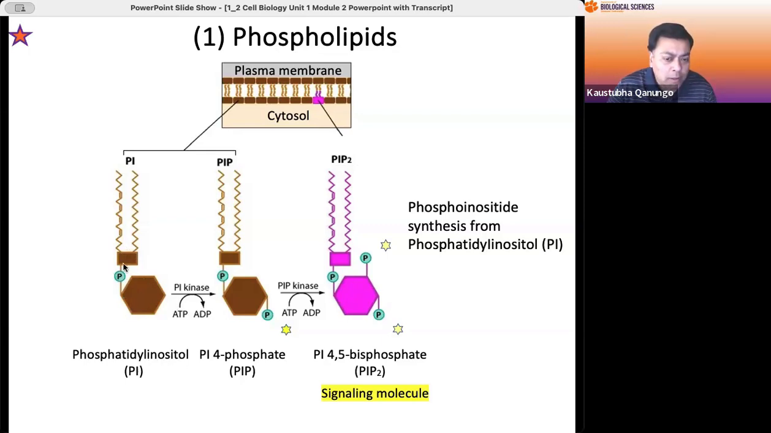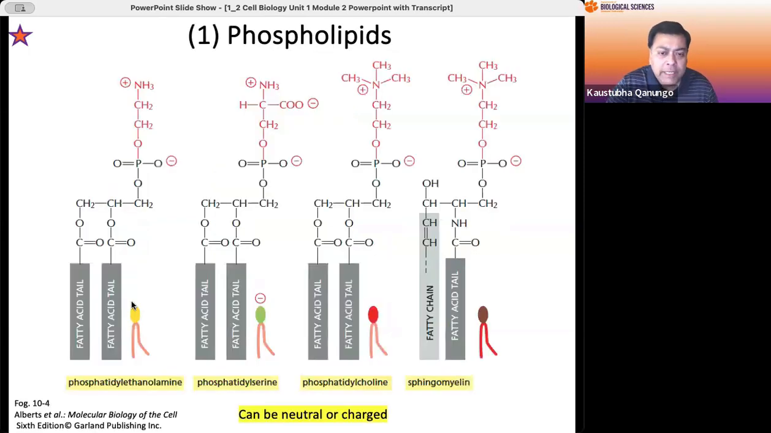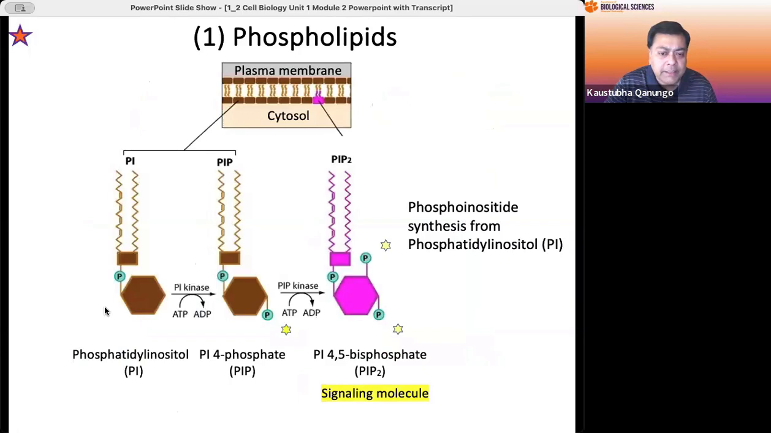This is your glycerol, and you have a fatty acid tail. Compared to these, right here, this is upside down, so the head group is on this side. This is again a sugar head group, phosphate, then you have the glycerol and two fatty acid tails. The general structure is the same. And now what can happen to generate this molecule, there is a PI kinase which can phosphorylate another group of the inositol right here. The phosphatidylinositol becomes the PI4 phosphate.